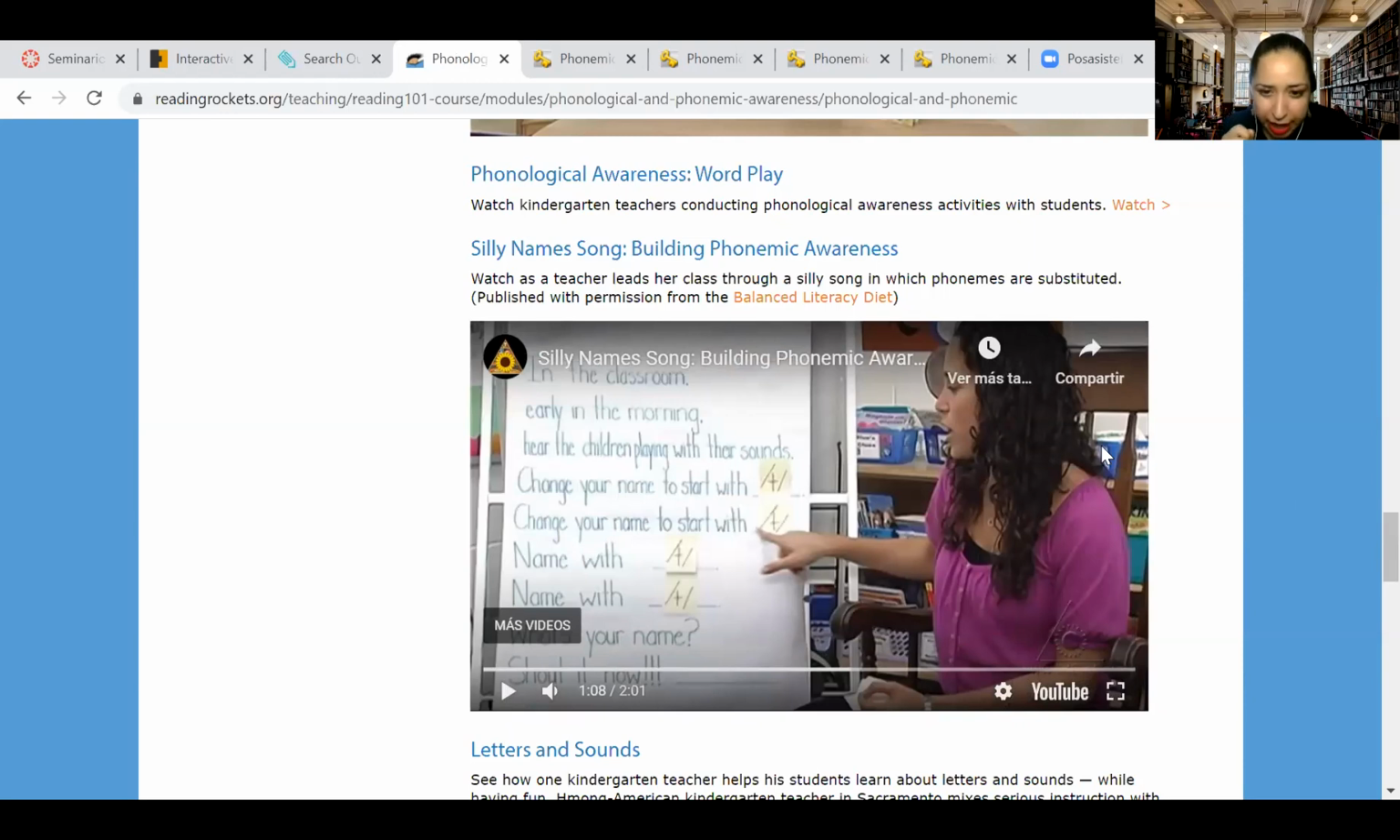Hear the children playing with the sounds. Change your name to start with two. Change your name to start with two. Name with two, name with two. What's your name? Shout it now. And then you say your name. And you're going to sing it the same way as they're singing.